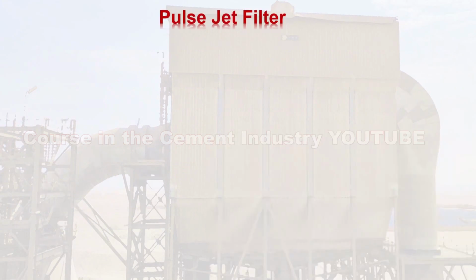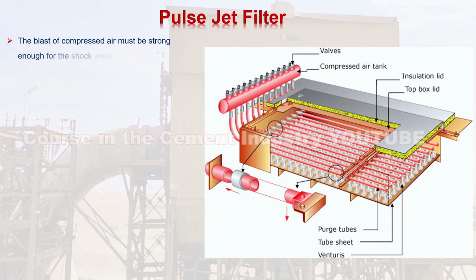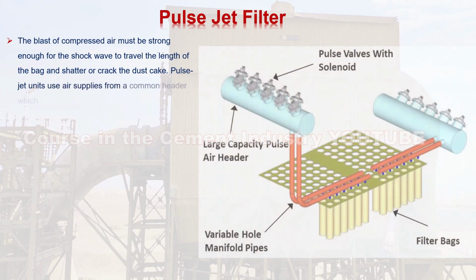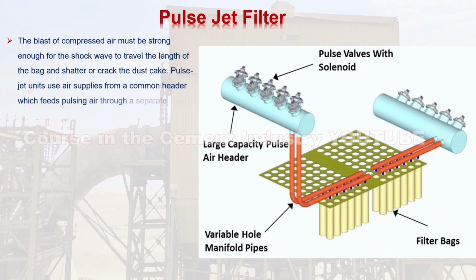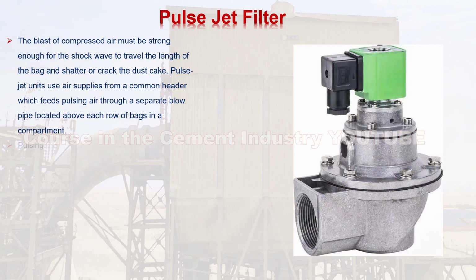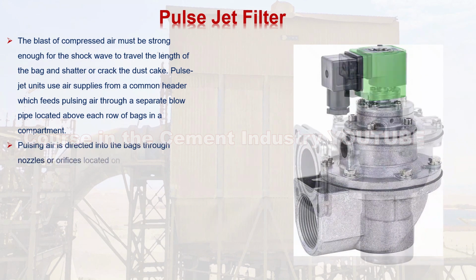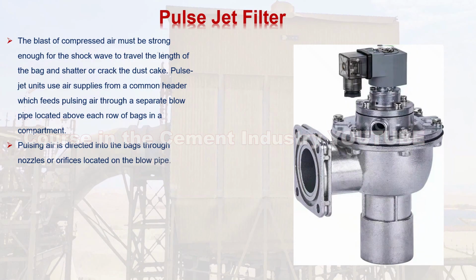Pulse jet filter. The blast of compressed air must be strong enough for the shock wave to travel the length of the bag and shatter or crack the dust cake. Pulse jet units use air supplied from a common header, which feeds pulsing air through a separate blowpipe located above each row of bags in a compartment. Pulsing air is directed into the bags through nozzles, or orifices, located on the blowpipe.